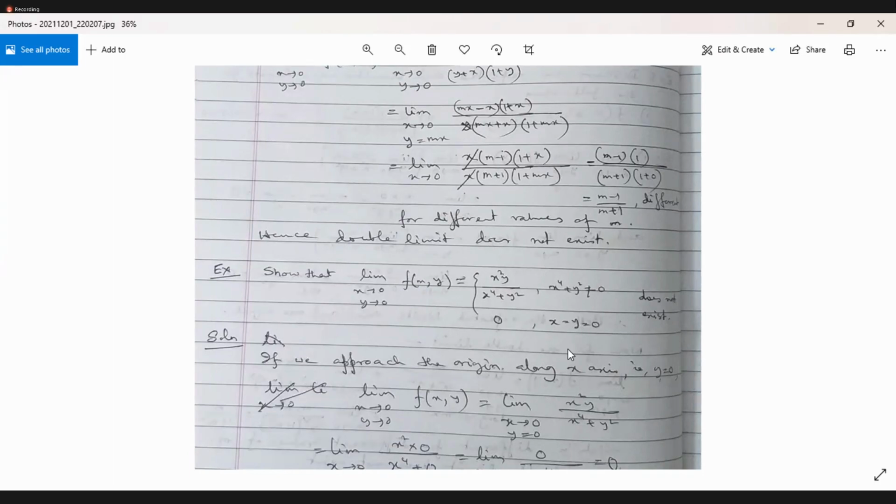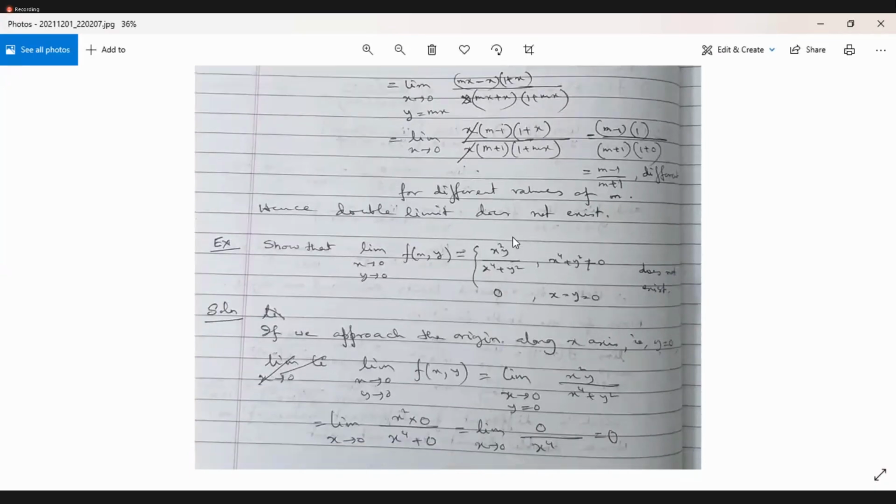So doesn't exist means we'll have to show at least two paths along which the values are different. First, let us take the path as x-axis. If we take the path as x-axis, then y equal to 0, so it will be the limit as x tends to 0, y tends to 0 of f of x, y. That is, we are putting y equal to 0 and x tending to 0. So x square into 0 by x to the power 4 plus 0. That is 0 by x to the power 4 as x tends to 0. This is obviously equal to 0.